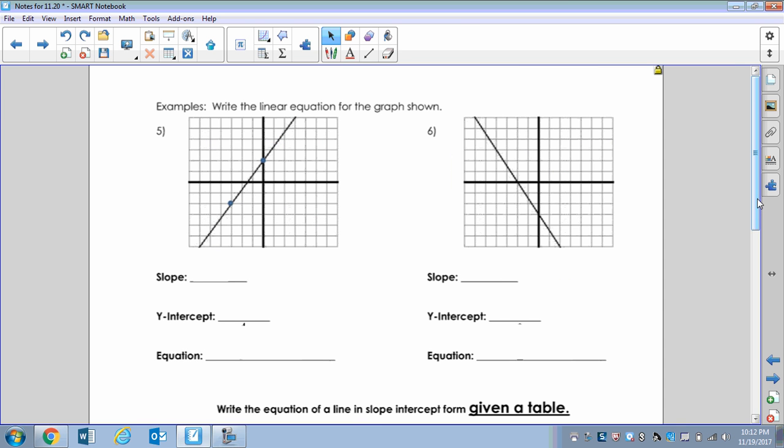All right, so here are a couple examples. I want you to go ahead and give these two a try. If you're having trouble with the 2 points, I will help you on this second one. The 2 points that you are looking for are here and here. Those are going to help you find the slope, the y-intercept, and the equation. So go ahead and pause the video now and work through these 2 examples.